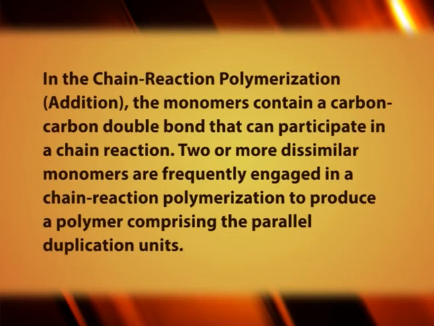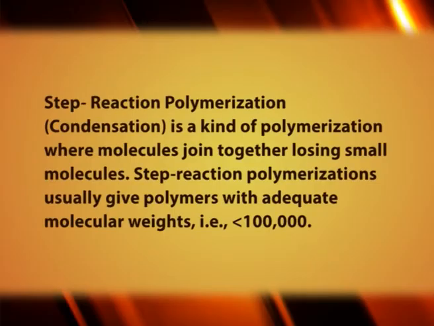In the chain reaction polymerization, that is addition, the monomers contain a carbon-carbon double bond that can participate in a reaction. Two or more dissimilar monomers are frequently engaged in a chain reaction, which produces a polymer comprising the parallel repeating units. Such a procedure is referred to as copolymerization and the resulting product is referred to as copolymer, which we have already discussed. Step reaction polymerization or condensation is a kind of polymerization where molecules join together, losing small molecules. Step reaction polymerizations usually give polymers with adequate molecular weights.